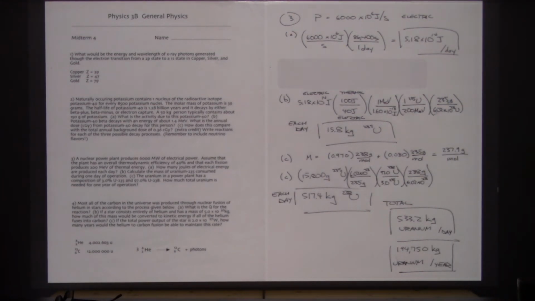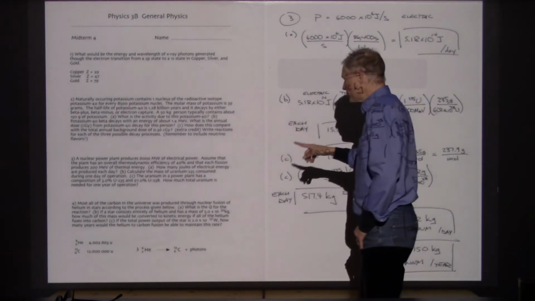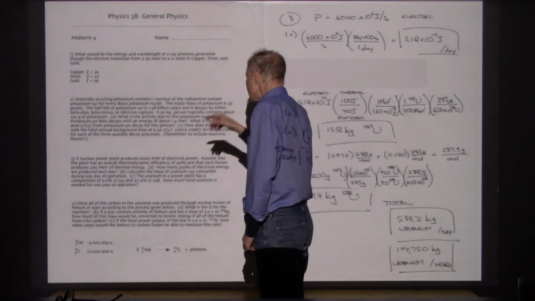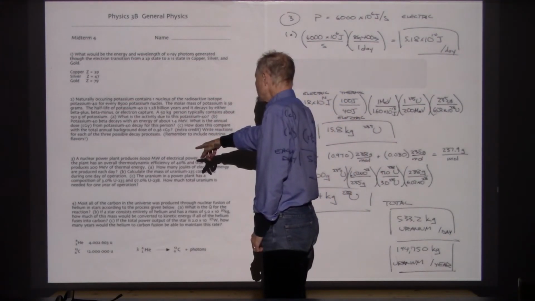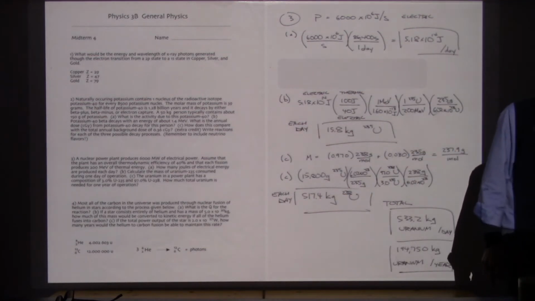That's not that much. 15.8 kilograms per day. Now this is a major power plant, 6,000 megawatts, and I only need 16 kilograms of uranium. So that's not much. That's a pretty small chunk of uranium that we would need to operate this for one day.